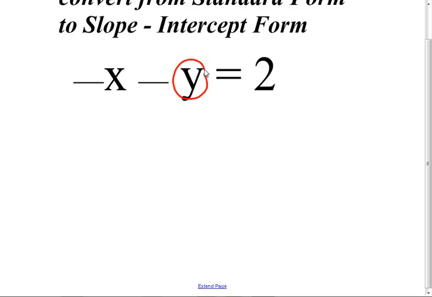Max? I want to get y all by itself. Negative x is added in there. Okay, Matt? Y is not alone. How do you get rid of a negative x? A positive x. Now, you got to do this to both sides.